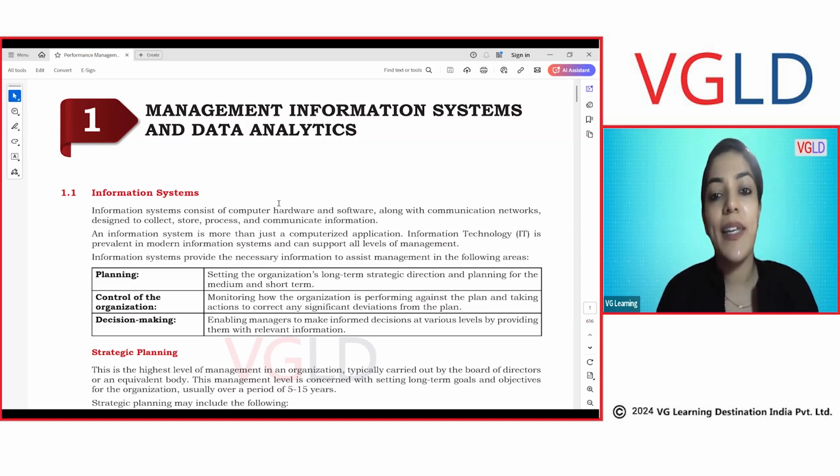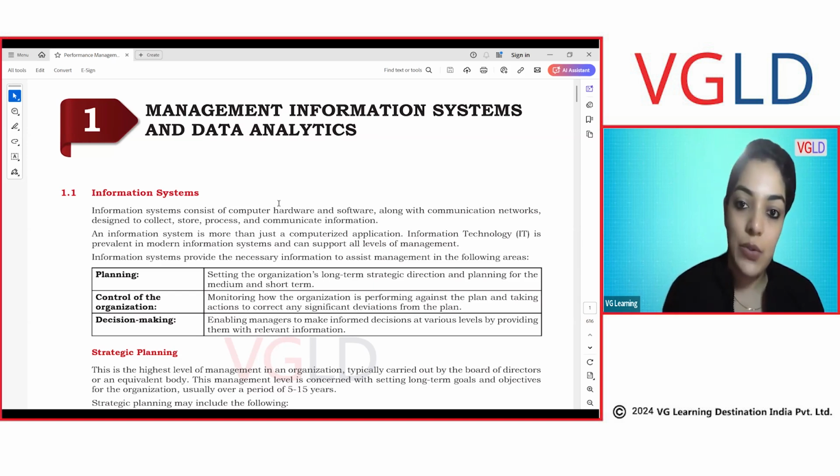So in this way, you are making some progress. Now, controlling would mean your actual coverage of the syllabus versus the planned coverage of the syllabus. That is a control activity. Only if you are controlling your performance, that means to see whether you are right on track and not deviating from the plan, then only you will be able to succeed. So, control of the organization means monitoring how the organization is performing against the plan and taking action.